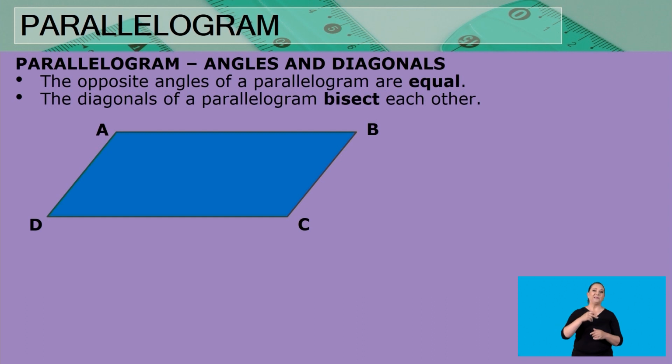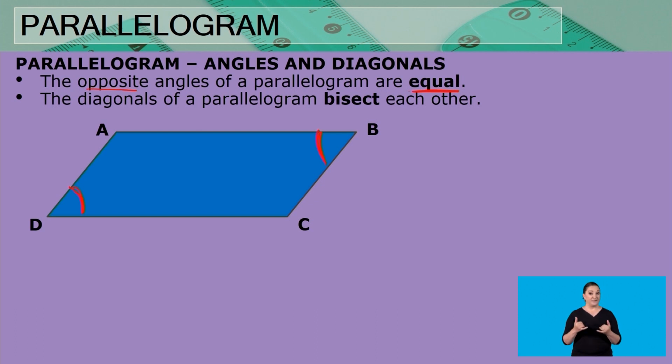So when looking at the angles, we see here that the opposite angles of a parallelogram are equal. So the opposite angles of a parallelogram are equal. That is going to be angle D and angle B. So those opposite angles of a parallelogram, they are equal.